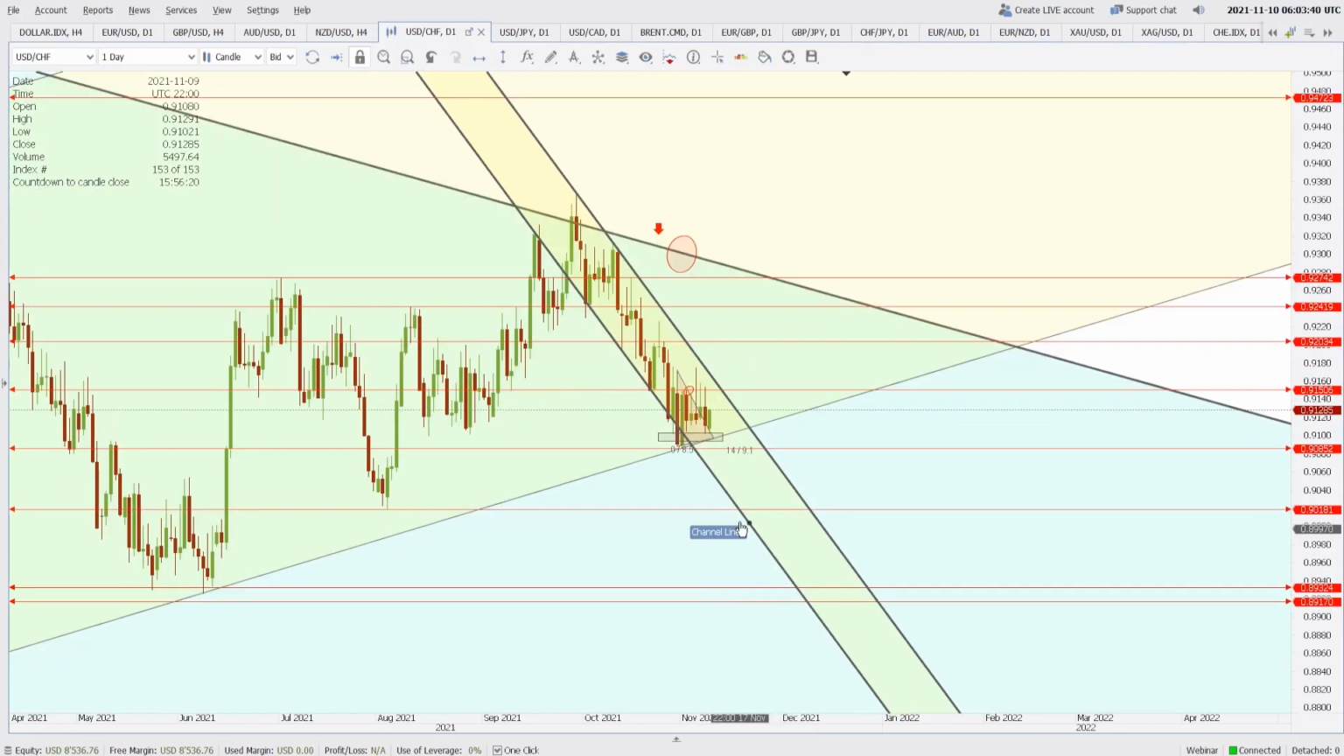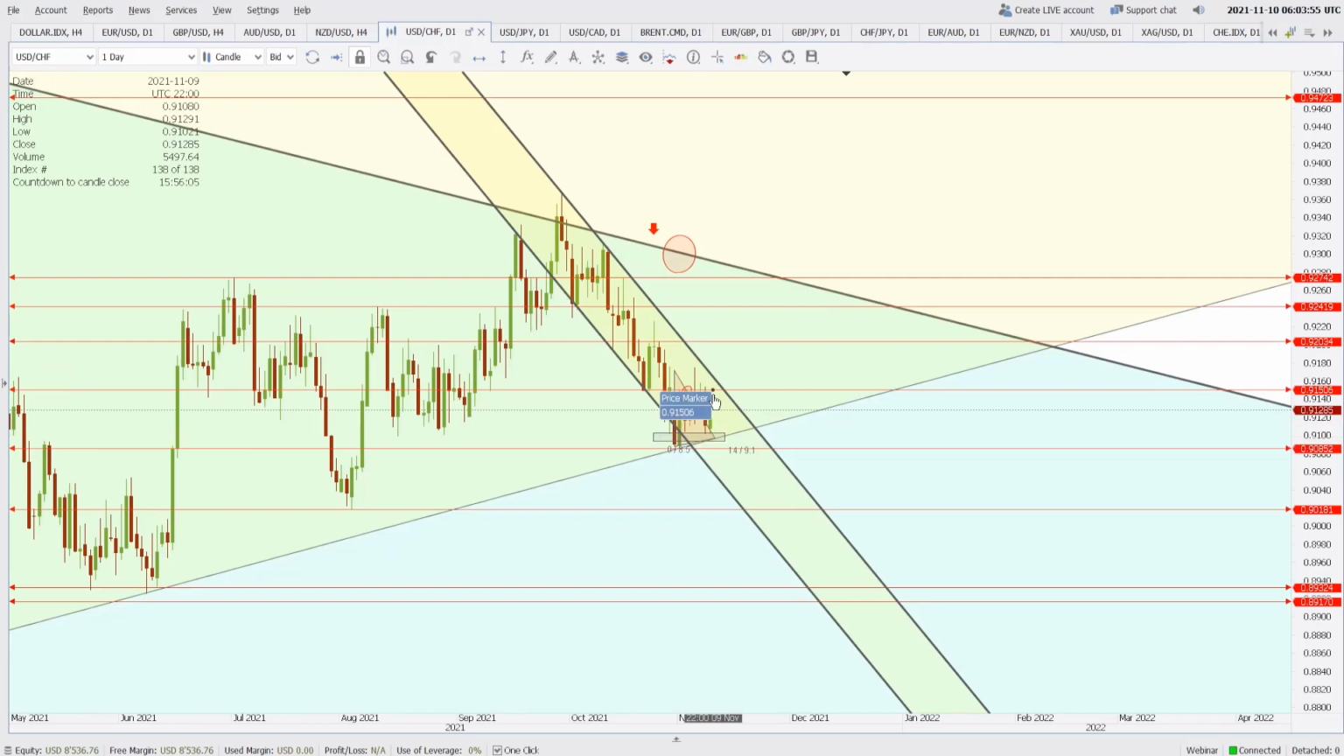On the contrary, if we see any close higher than 0.9150, in that scenario this falling channel will already be broken and the price will be headed higher, and 0.9203 will be exposed in this market. But right now, for the price, 0.9150 is the resistance and 0.9085 is the support.